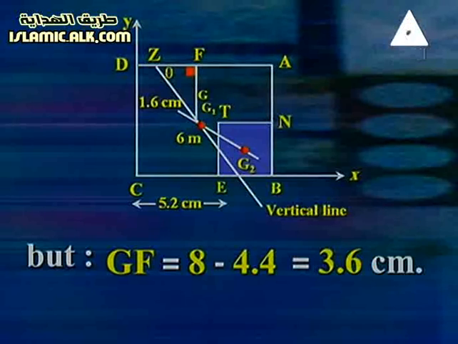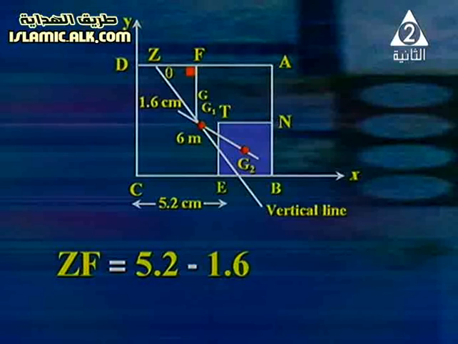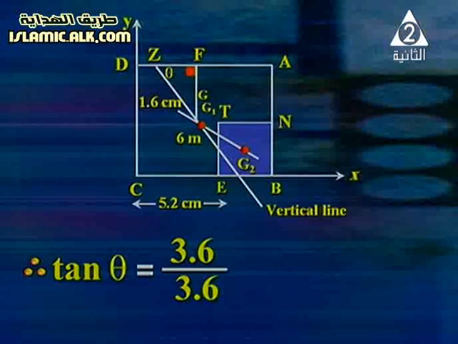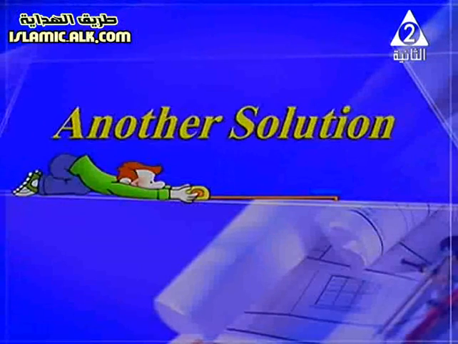3.6 centimeter. Then tan theta, by using ZF equals 5.2 minus 1.6, 3.6 centimeter. What do we use? Tan theta equals 1. Why? Because tan theta is 3.6 over 3.6 equals 1. What is the measure of theta? 45 degrees. Then the inclination is 45 degrees.